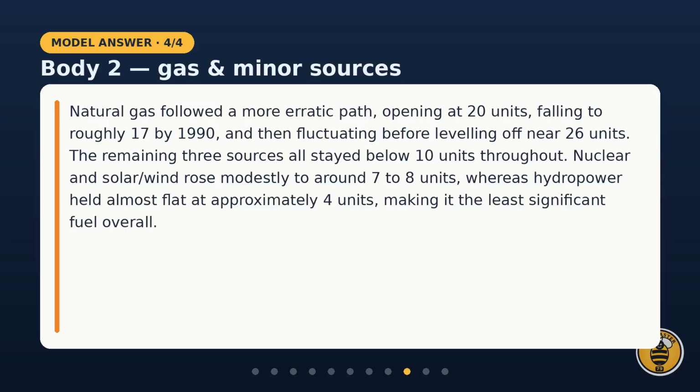Body paragraph 2. Gas and the minor sources. Natural gas followed a more erratic path, opening at 20 units, falling to roughly 17 by 1990, and then fluctuating before leveling off near 26 units. The remaining 3 sources all stayed below 10 units throughout. Nuclear and solar and wind rose modestly to around 7 to 8 units, whereas hydropower held almost flat at approximately 4 units, making it the least significant fuel overall.